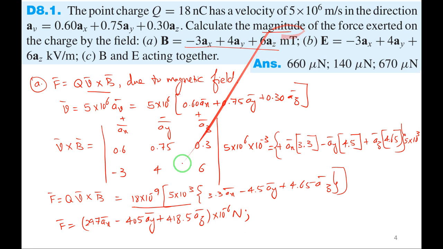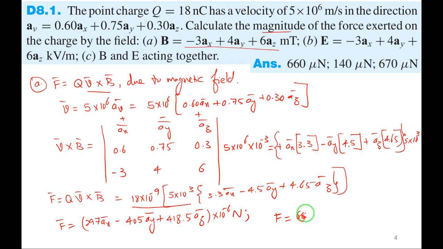But they are asking for the magnitude. So find the square root of 297 squared plus 405 squared plus 418.5 squared, but 10 power minus 6 is there, so you take that into account. Square root of open bracket 297 exponential minus 6 whole square plus 405 exponential minus 6 whole square plus 418.5 exponential minus 6 whole square. Close the bracket. So I am getting the magnitude of the force. Don't write it as a vector, it's a magnitude.